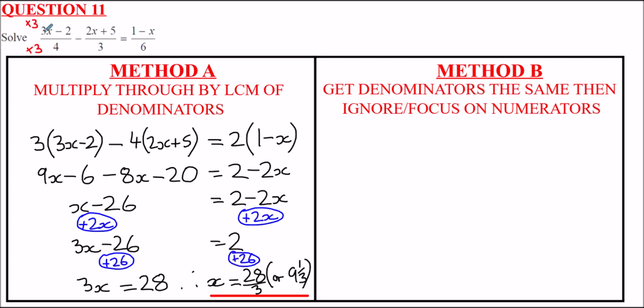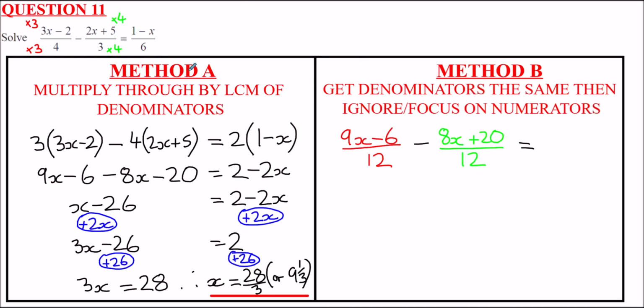So this one, if I triple the top, I get 9x minus 6, and triple 4 gives me 12. This one here, to go from 3 up to 12, I can multiply by 4. Do the same to the top as well, times all of this top by 4. So importantly, it's a minus, so stick a minus in, and times all these things on top by 4. 2x times 4 is 8x. 5 times 4 is 20. And on the bottom, 3 times 4 is 12.